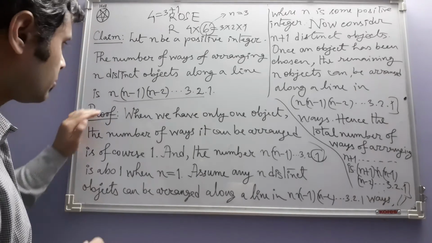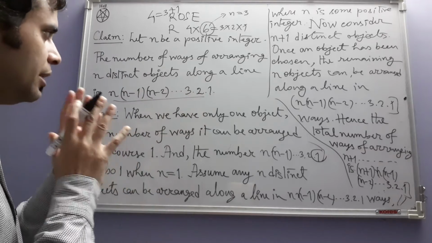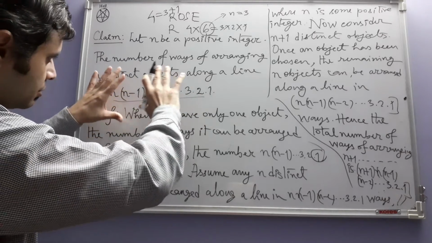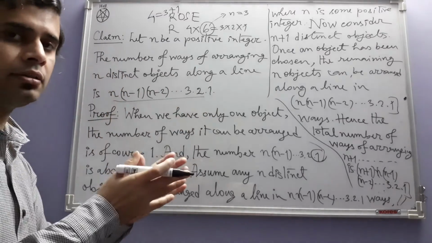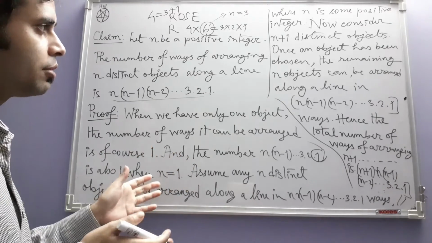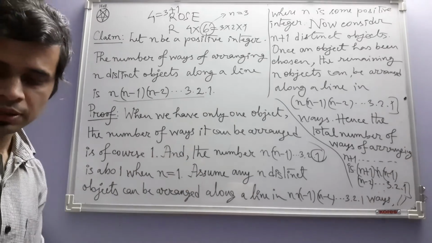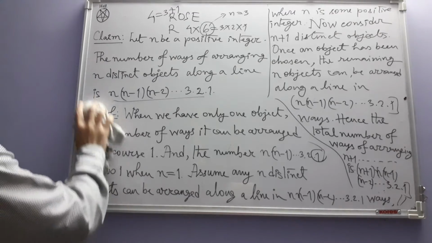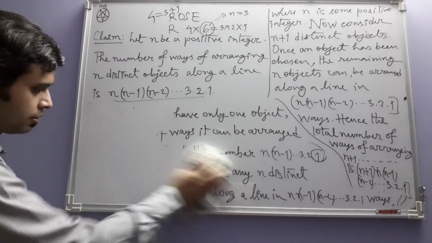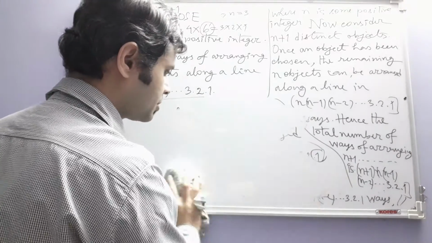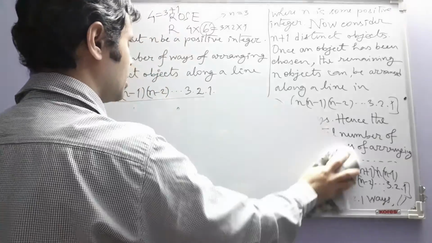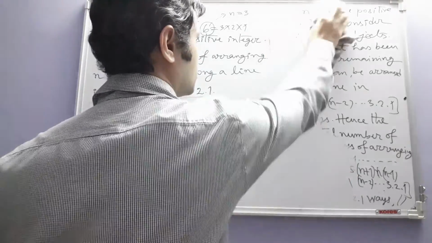Now, we know that this many ways we can arrange a list of n distinct objects. Now we can apply this result to some situations, some rather simple situations.